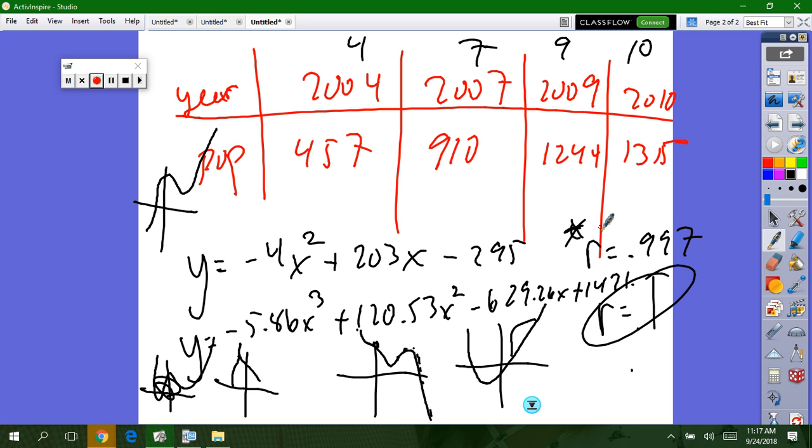Yes. Like if I gave you 3, I'd have a perfect quadratic. If I gave you 5, I'd have a perfect quartic. If I gave you 100, I'd have a perfect x to the 99. Our R value right here was 1, so it's a perfect equation.